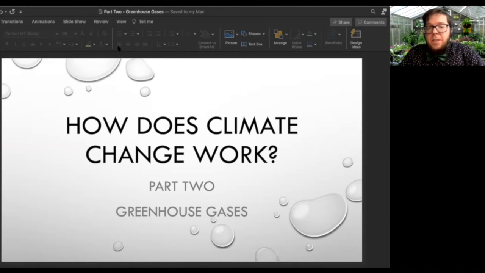When we finished last week's seminar, we had looked at how to incorporate the greenhouse effect into a model of the Earth's climate. And so now we are going to look at what exactly the greenhouse effect is, and how it is created by some of the gases we have in our atmosphere.